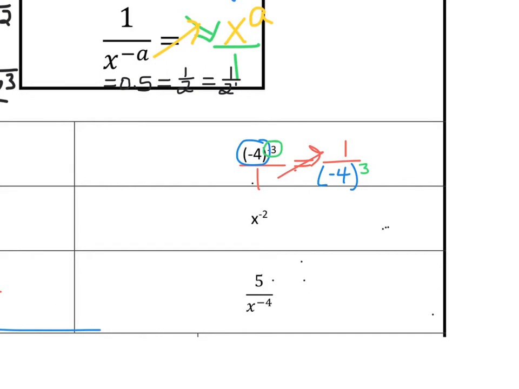X to the negative 2, make a fraction. We're going to flip it. The 1 goes on top. The base goes on the bottom, and the exponent becomes positive.